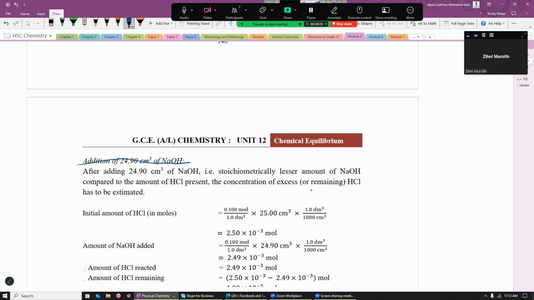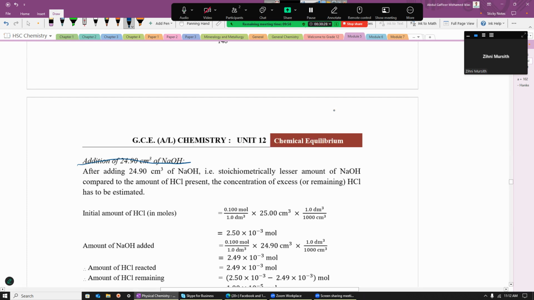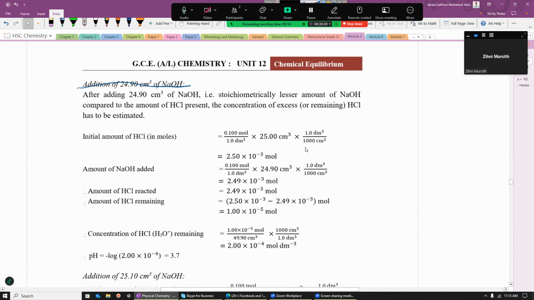So after adding 24.9 milliliter, is the solution still acid or base? Still the solution is acidic. So the pH will be below 7. Do you understand? Below 7. Okay, so now again the same procedure, but the difference is in the values. You should be very careful while dealing with numbers. Other than that, nothing.